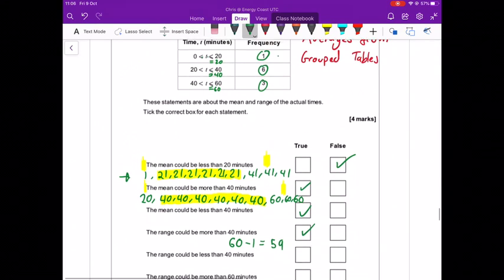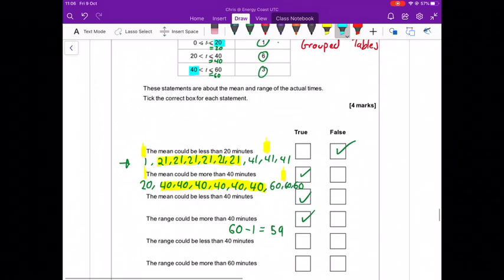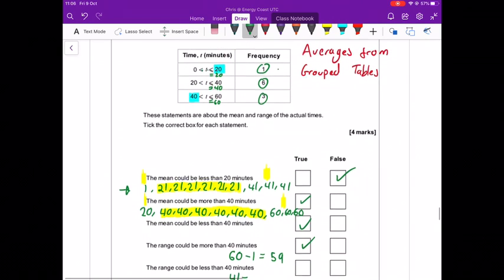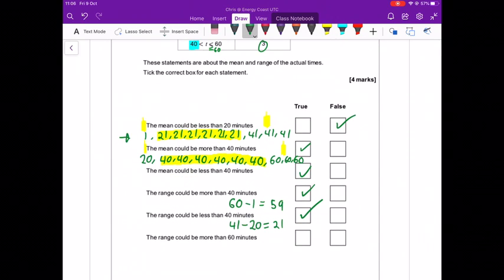The range could be less than 40. I'm going to have to run out of highlighters here. What's the smallest this could be? Because I want a small number, take a big number, basically. So the smallest on the top would be 41, say. Take away the biggest, the bottom one could be 20. 41 take away 20 is 21. So the range could definitely be less than 40.